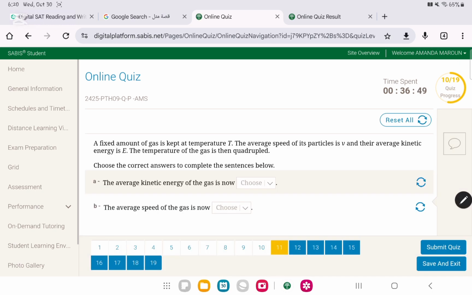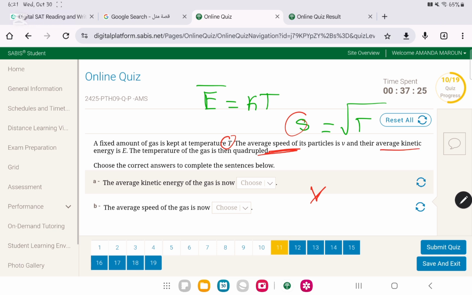Now this is something from last week's quiz, but I will rewrite the equations again. We have that the change in energy is equal to a constant times the temperature. However, we have that the speed is equal to the radical of the temperature. So now that we know these rules, we can reapply them here. They said a fixed amount of gas is kept at a temperature T. The average speed S of its particles is V. So now they denoted S as V. And their average kinetic energy, they denoted it as E.